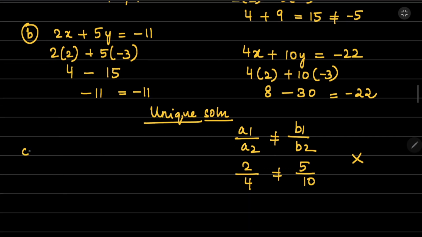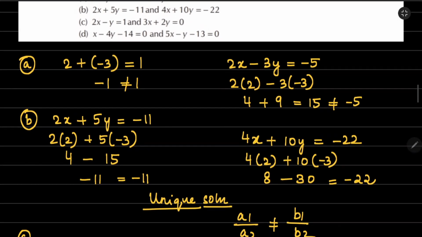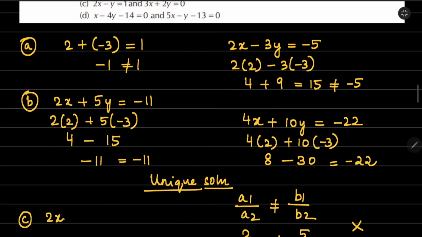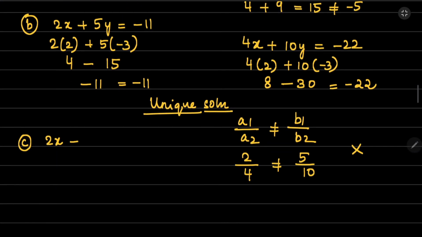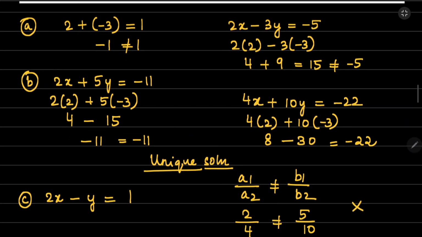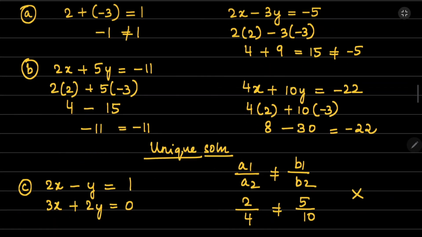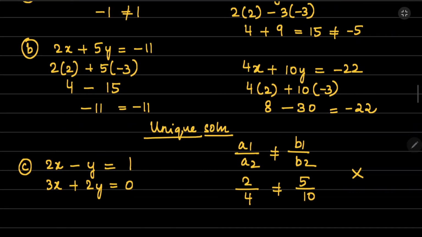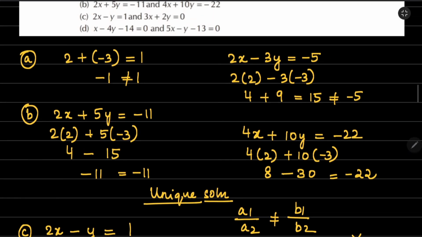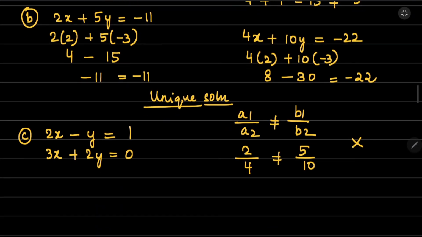Okay. Now let's take option number C. What is option number C? 2x minus y equal to 1, and 3x plus 2y equal to 0. Okay. Now let us just substitute x and y. So what will you get? 2 into 2 is 4. 4 minus 3. Right. So here what do you get?